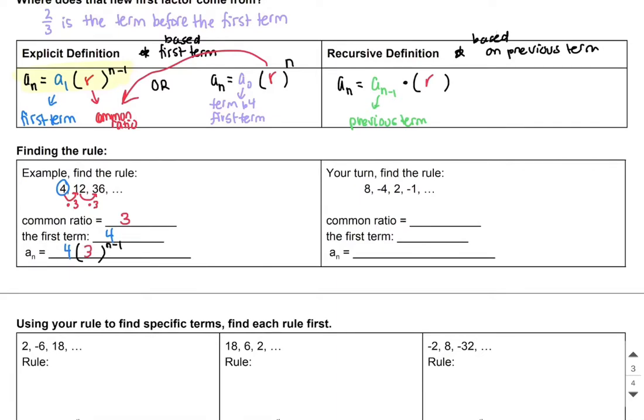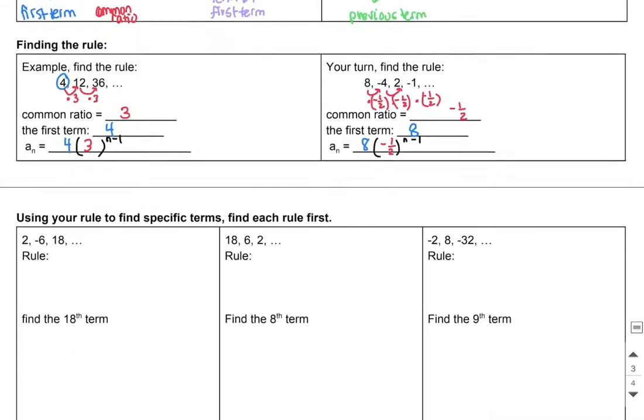And then for the next example, to find the rule, I would find what I am multiplying by each time. This is negative 1/2. Negative 1/2 each time that I'm multiplying by. Put that in parentheses. Times negative 1/2. So negative 1/2 is the common ratio. My first term was 8, so my rule is 8 times negative 1/2 raised to the n minus 1 power.